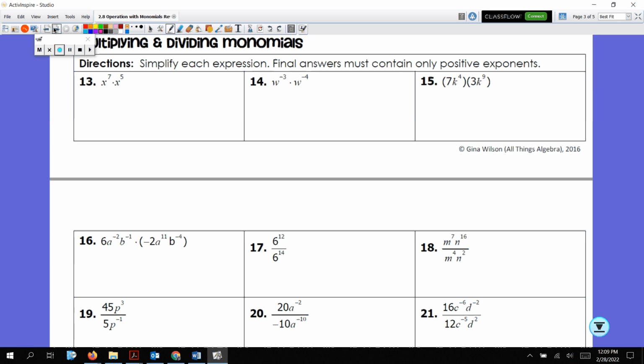Now we're going to multiply and divide. Okay, multiply says we add the exponents. This gives me x to the 12th because we add the little numbers together. We're adding these together. W to the negative 7. Remember, I need positive exponents, so I need to rewrite this. 1 over w to the positive 7. When you have coefficients, you actually need to multiply those together because we are multiplying. So it is like 7 times 3. 7 times 3 is 21. Then I add my exponents. So 4 plus 9 is 13.